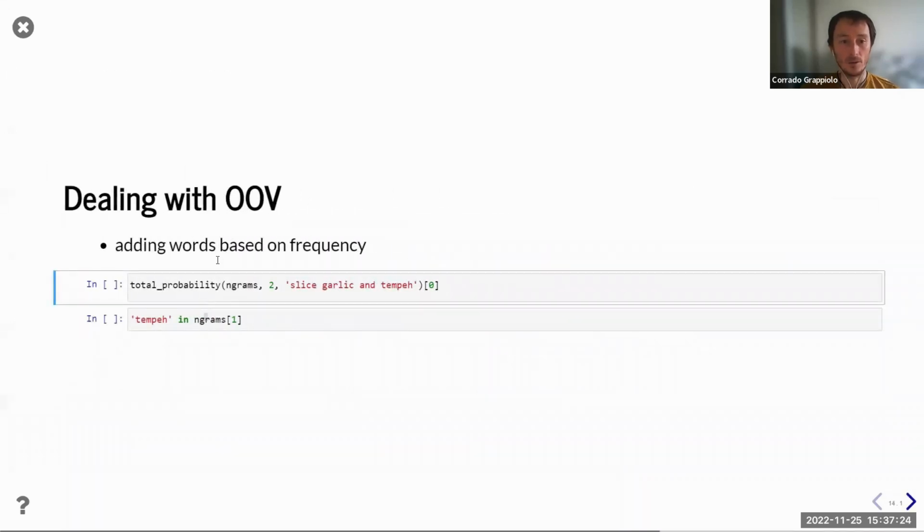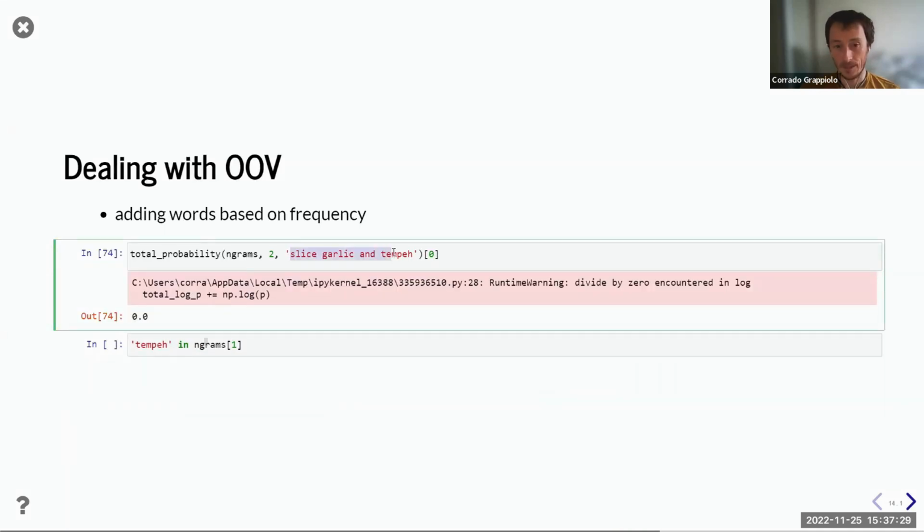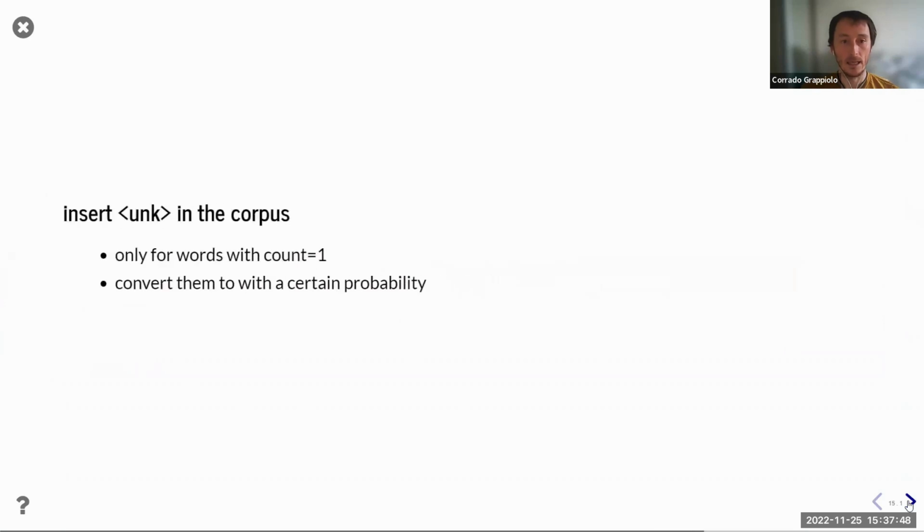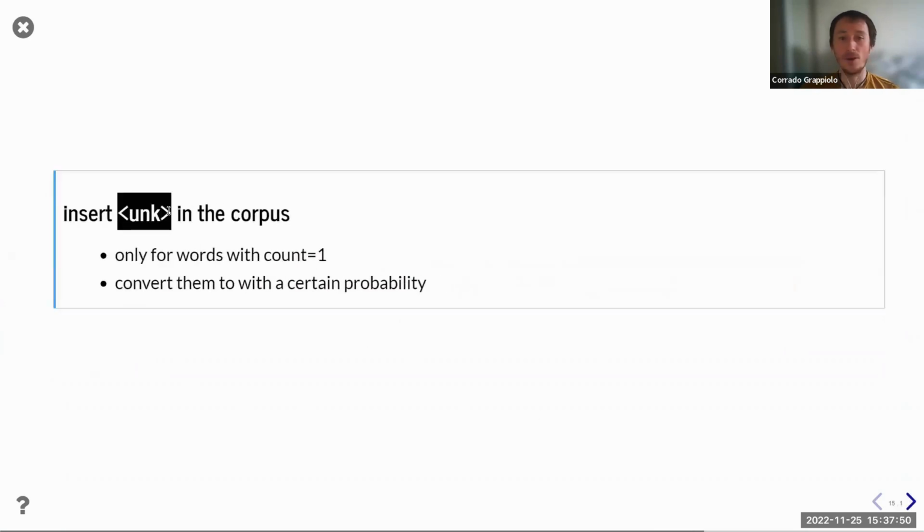If we talk about out of vocabulary words, you can see this example. We obtain 0 if we want to calculate the bigram probability of this sequence, and that's because tempe is not present in the vocabulary. That's why we obtain 0. So how do we deal with that? This is an out of vocabulary word, which means that it wasn't present in the training corpus. So the idea is to convert the training corpus to make room for unknown words, and then in that way we can model out of vocabulary words.